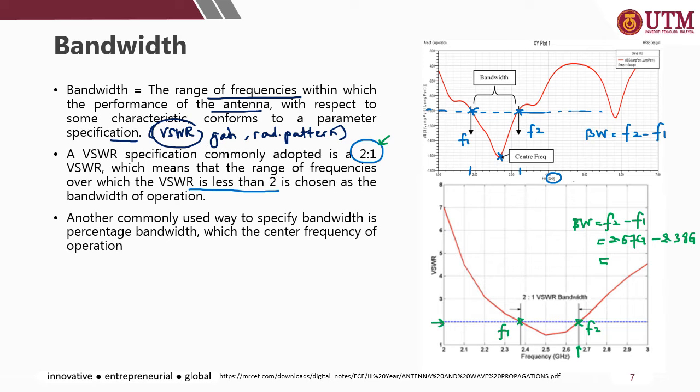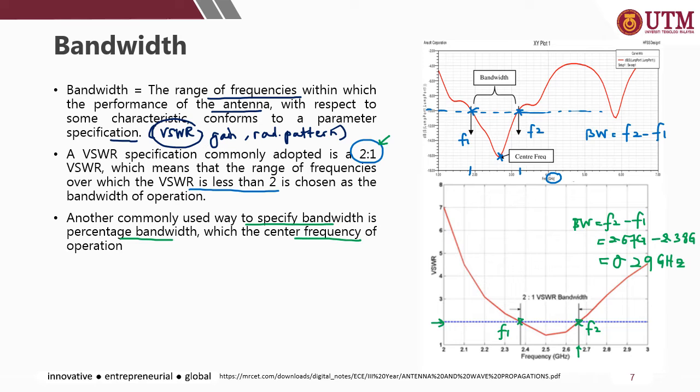Okay, so it's around 0.29 gigahertz or 290 megahertz. Okay, so another commonly used way to specify bandwidth is percentage bandwidth, which needs the information of the center frequency value.